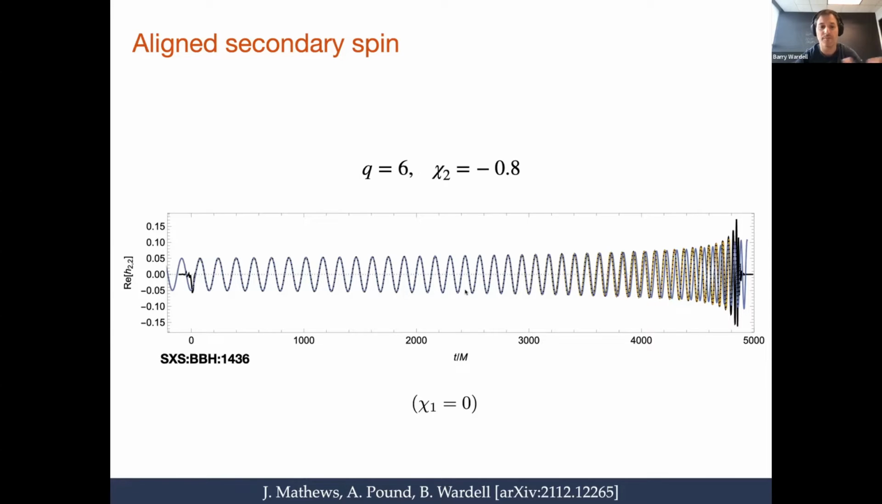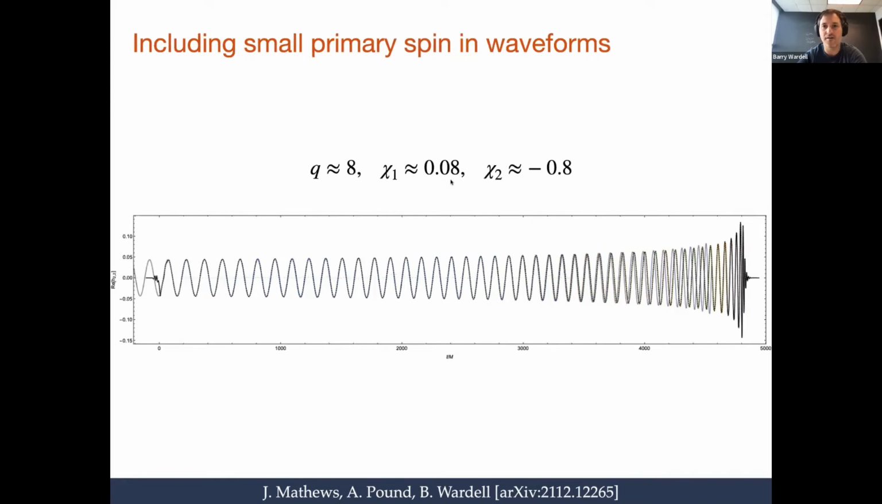We can also include spin on the bigger black hole, the primary, as long as it's small. So here's an example showing that, where mass ratio 8, you still have a spin on the secondary black hole, which is 0.8, but we also have a small spin on the primary. And you can see if you don't include those two spins, you get the blue one, which again is pretty far off the black one towards merger, whereas the orange stays pretty close.